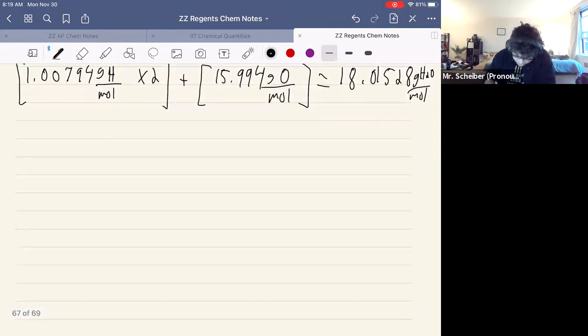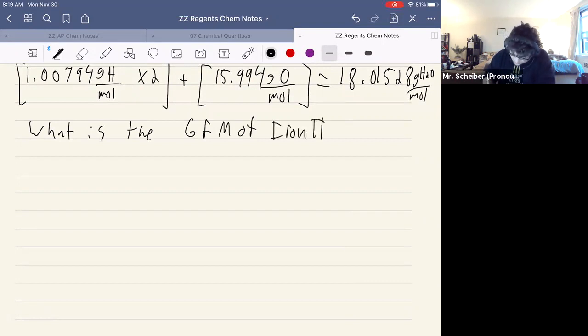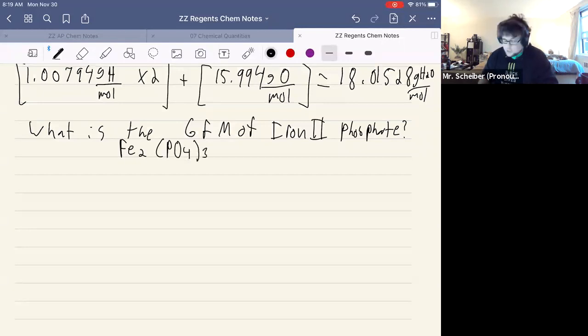Next one, let's try something else. What is the GFM of iron 2 phosphate? To get the formula, we have to do a little reverse crisscross. We know that the iron has a +2 charge. We look up in our periodic table to see the phosphate has a -3 charge. So we get the formula Fe3(PO4)2. So we're going to do the same thing as before.